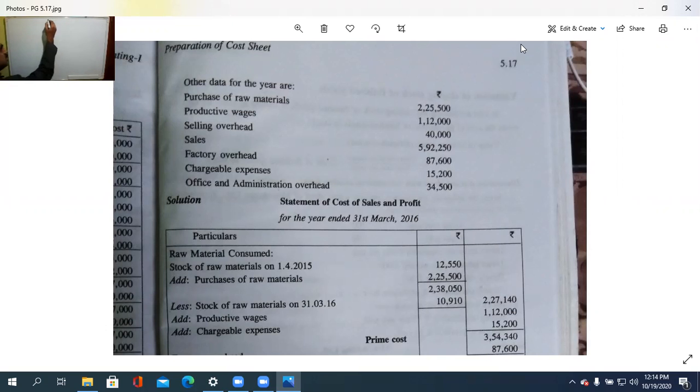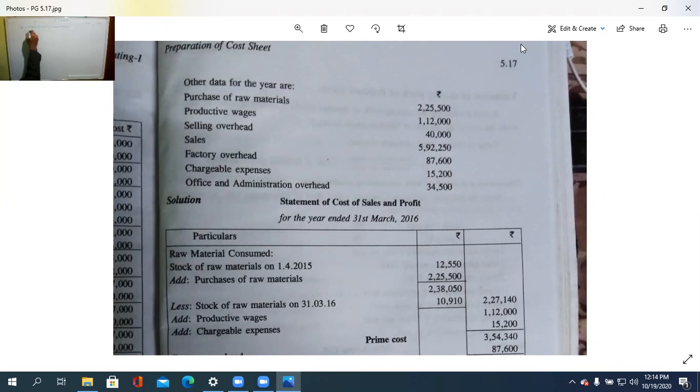Okay, so firstly, the statement of costs of sales and profit, that is the cost sheet. This is the per unit column, this is the amount column. So no need of a per unit column, but the inner amount column and the outer amount column. Firstly, these are the particulars and the amount. Okay. Cost of materials consumed, how much is it?